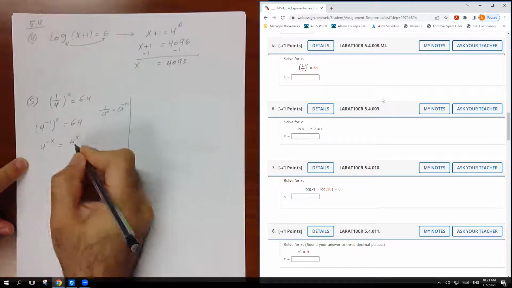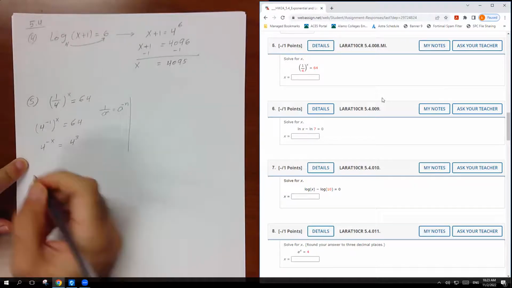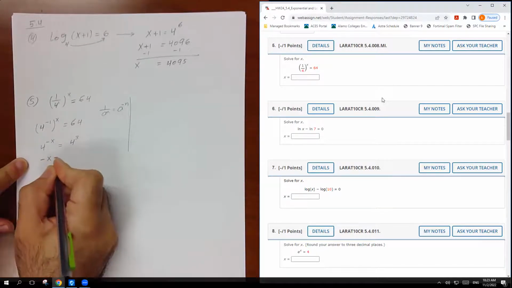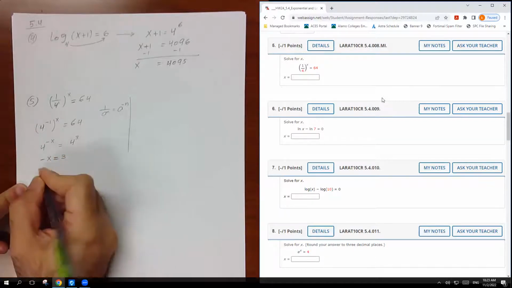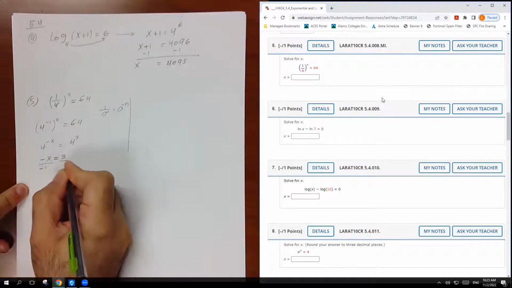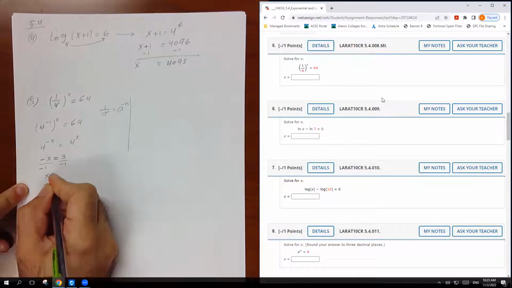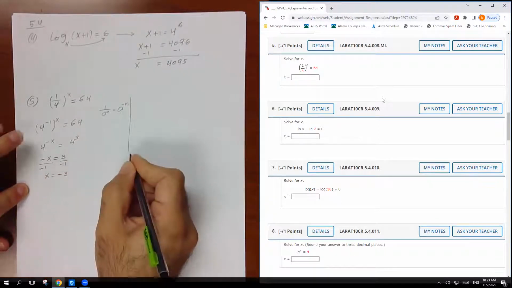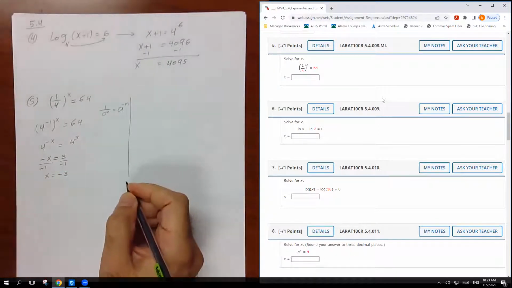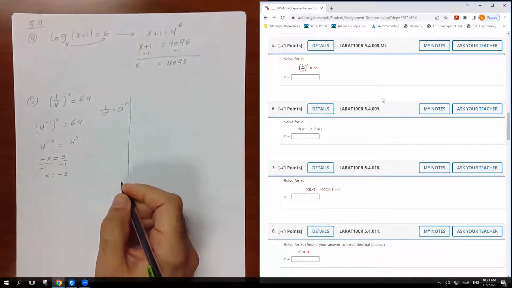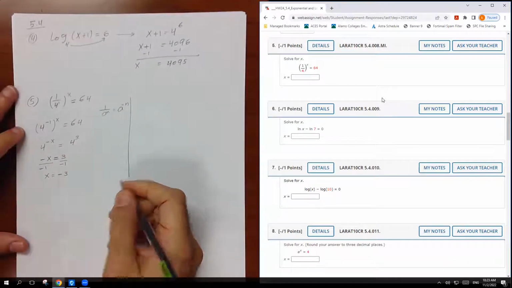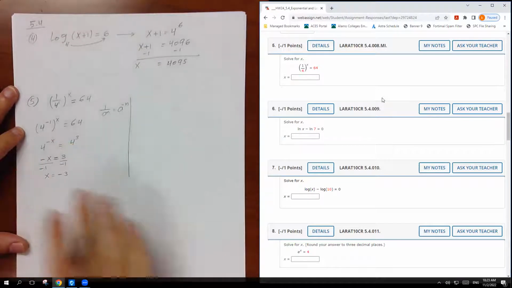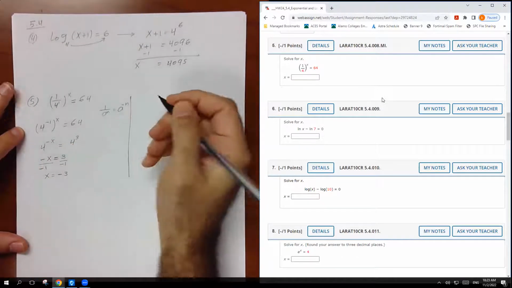Now we have equal bases. That means we have equal exponents. In this case, negative x equals 3. Divide both sides by negative 1. So x is going to be equal to negative 3. So this is the first way to solve this example. I'm using equal bases, equal exponents.